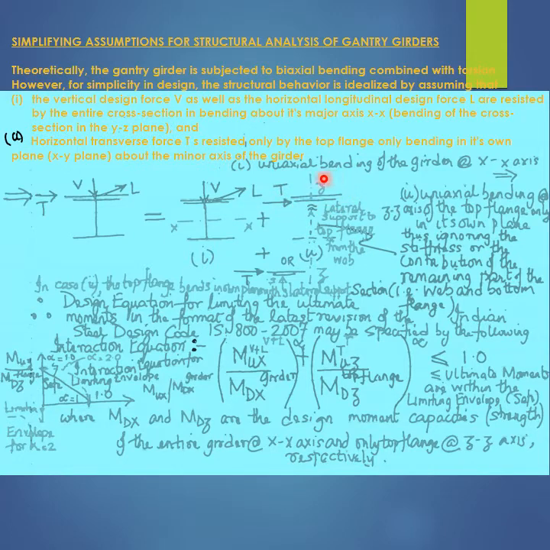Since the assumption results in a more conservative, that is, higher or safer estimate of the normal and shear stresses in the girder cross section.